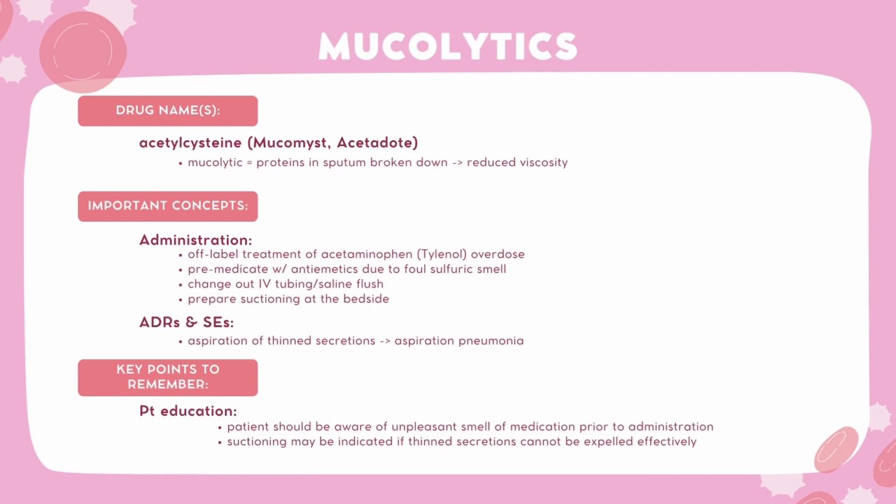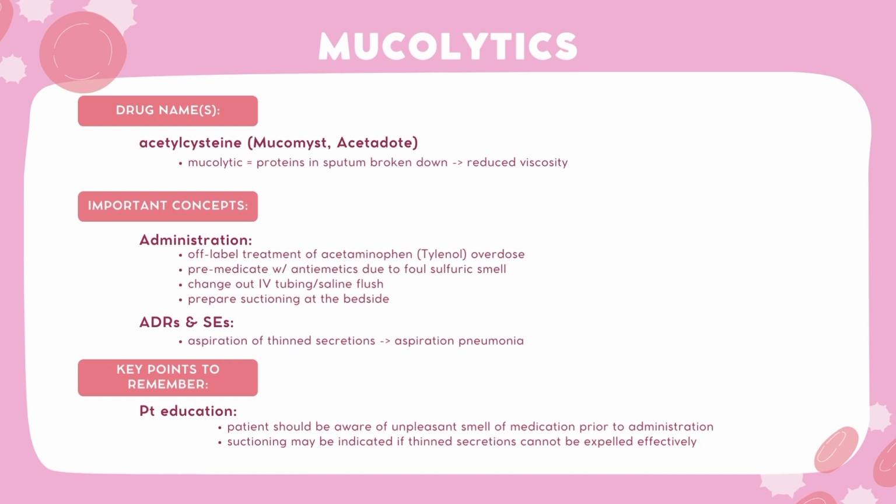The final medication to be covered is acetylcysteine, a mucolytic medication which breaks down the proteins in sputum to reduce viscosity. This makes it useful in treating bronchopulmonary conditions such as cystic fibrosis, but also indicates it for the off-label use of acetaminophen overdose. Patient education should set expectations for this medication. The gaseous form has a sulfuric, rotten egg smell, and it may trigger emesis. Pre-medicating with antiemetics such as Zofran may be indicated for patients with sensitive stomachs.